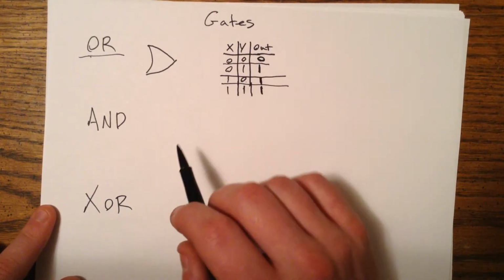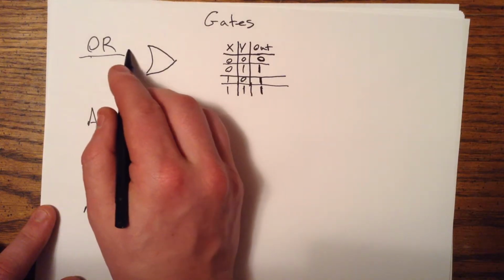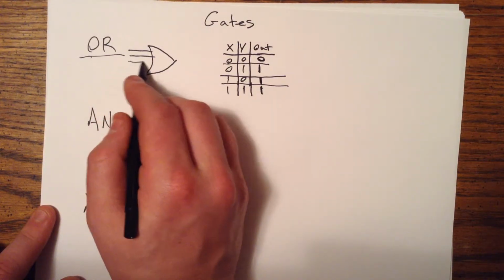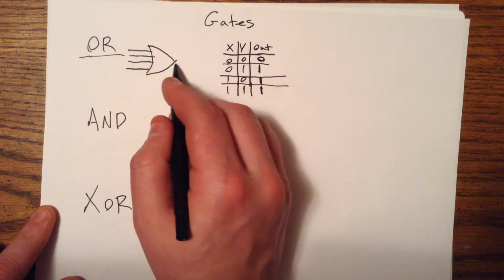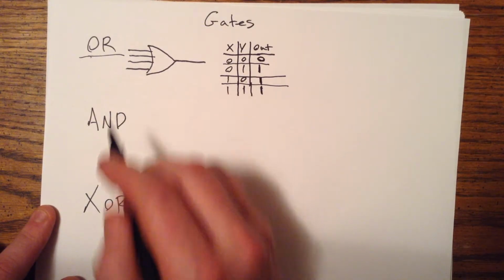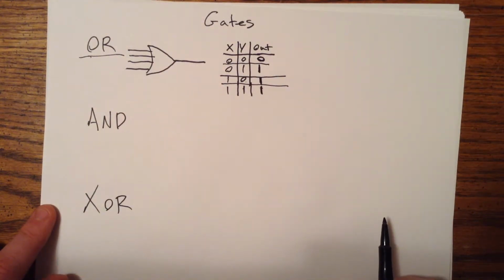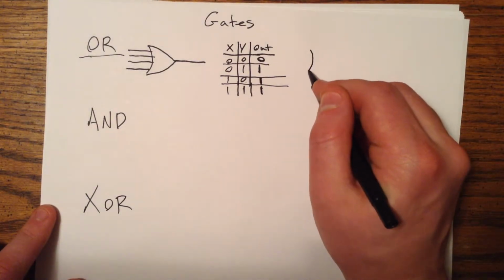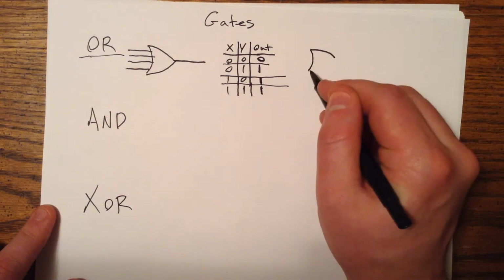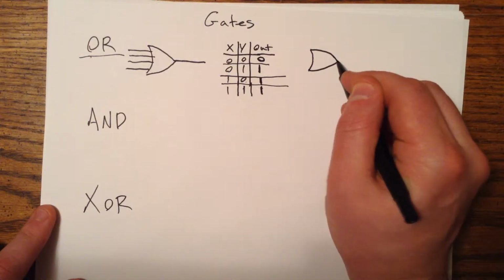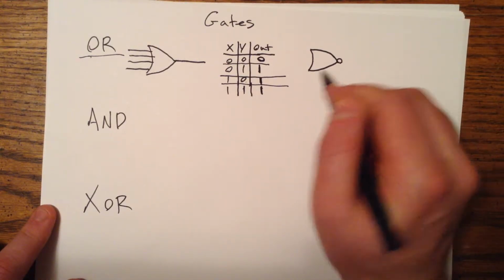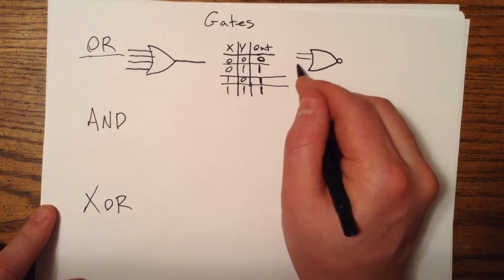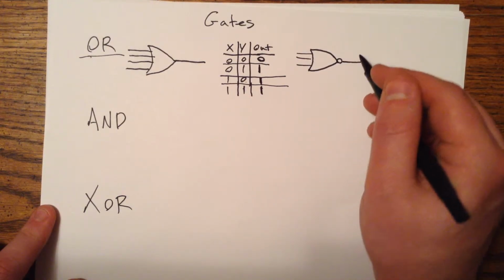So that's our first logic gate, the OR gate. And it can have as many inputs as you need it to. Like that would be a 4-input OR gate. It only has one output though. Now the complement of the OR gate is what we call the NOR gate. And for a NOR gate, we just put a little bubble on the front. They can have as many inputs as well, and one output.